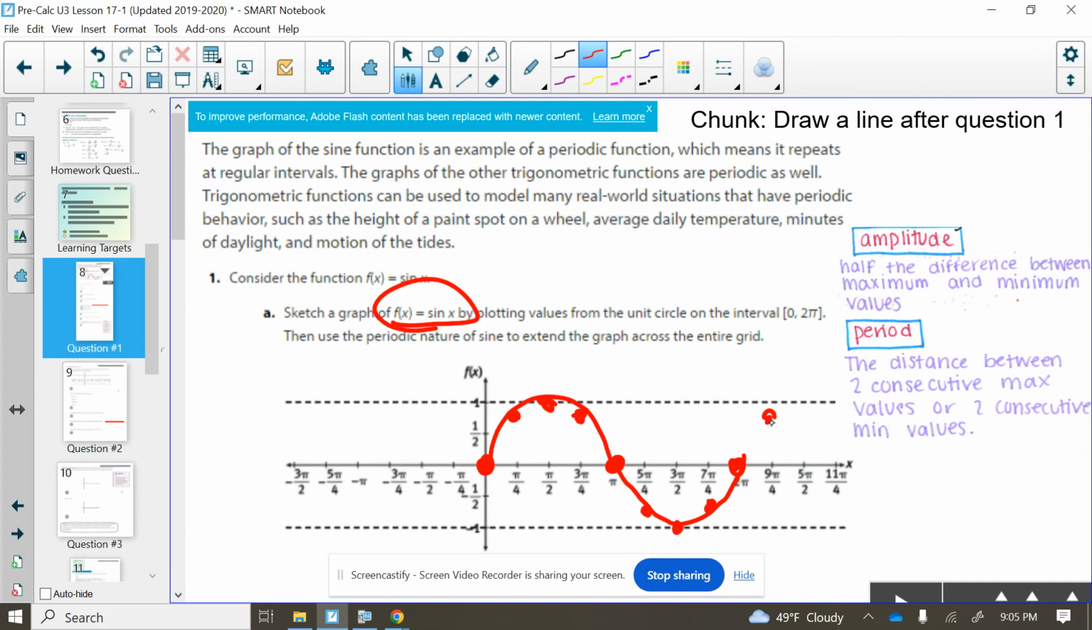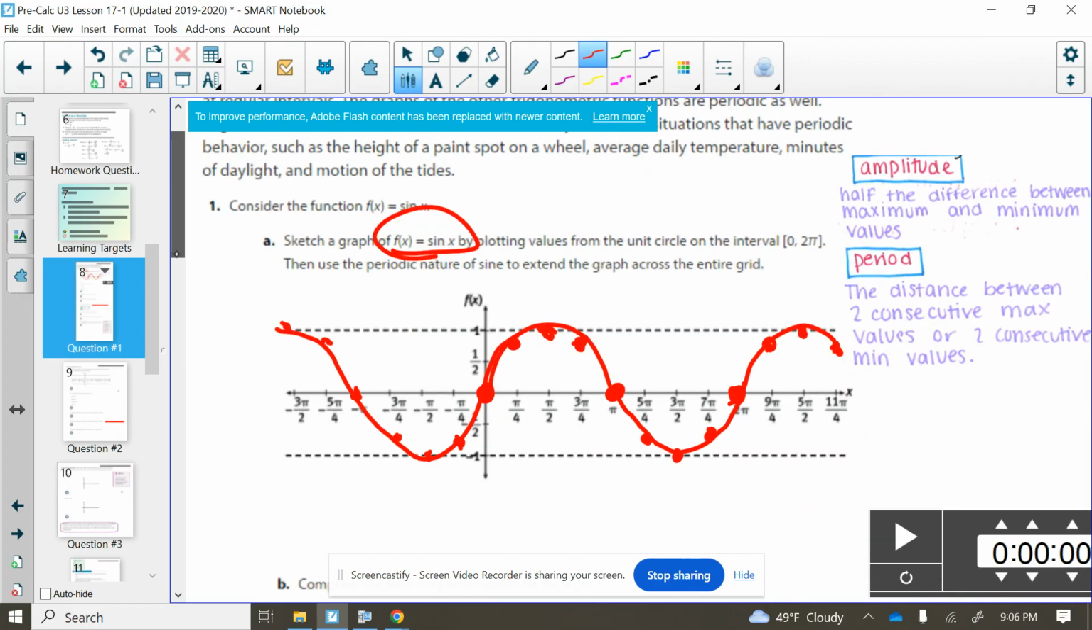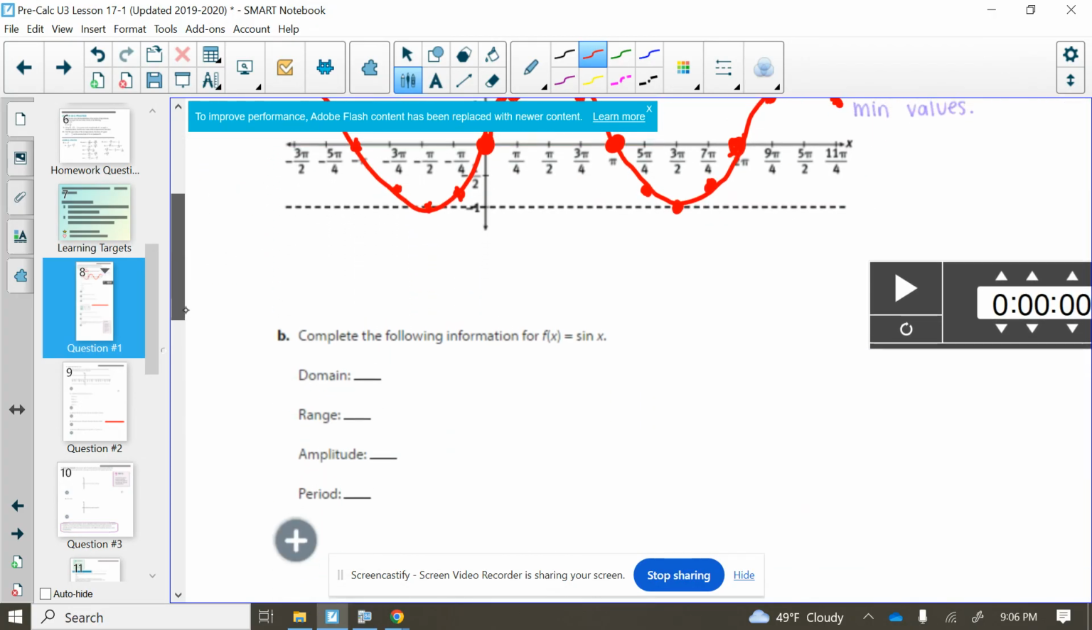And as we see, this pattern is going to continue because of the periodic nature, both in the positive direction, or if we went to the left on our graph in the negative direction, we would also see that sketch of our features. So again, what this shows us is our parent function of sine.